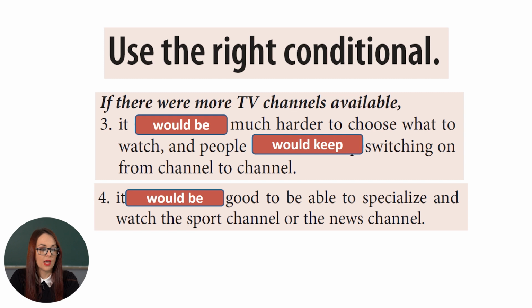Number 3. If there were more TV channels available, it would be much harder to choose what to watch and people would keep switching from channel to channel. So this is conditional number 2. If there were more TV channels available, it would be good to be able to specialize and watch the sport channel or the news channel. So this is the way we use conditional number 2.